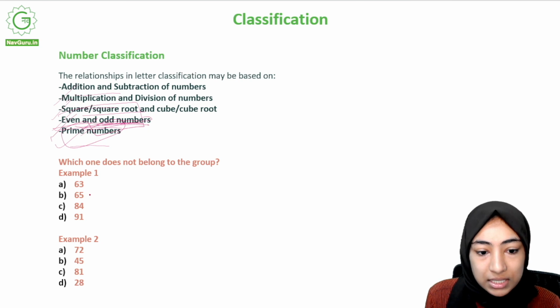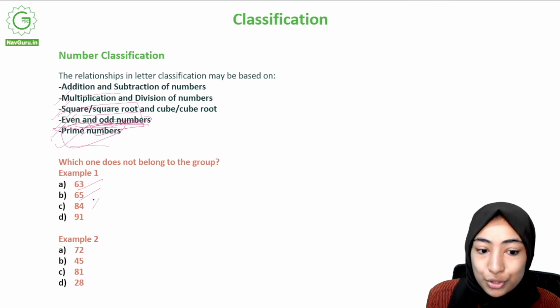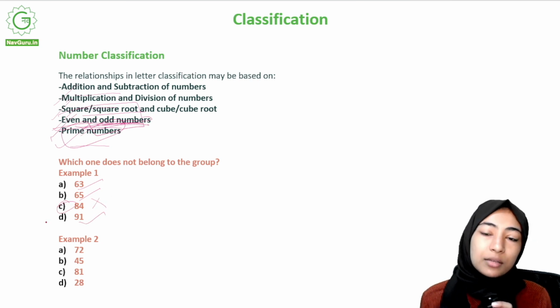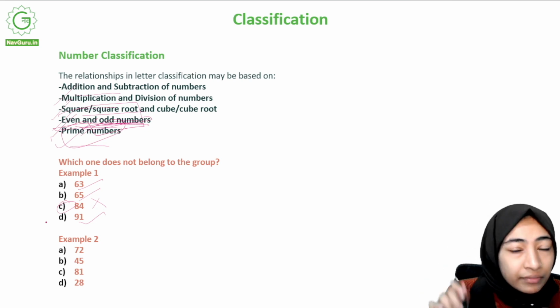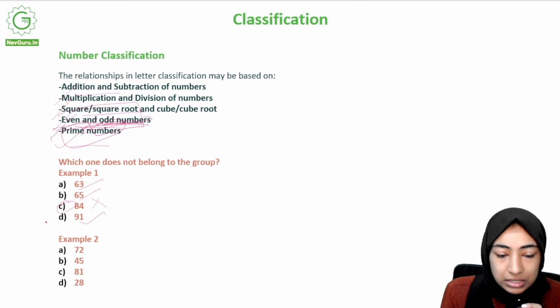Now 63, 65, 84, 91. Yes, it works. 63 is an odd number, 65 is odd, 84 is not odd, 91 is odd. So you get that 84 is the odd one out, right? So when you look at even and odd, it's the easiest one. So it's always better to just look at that first.